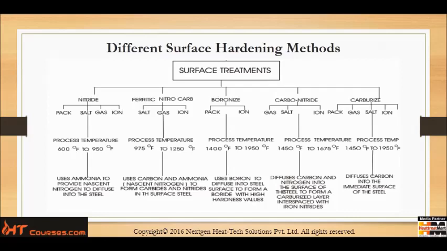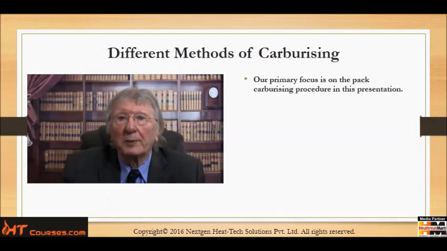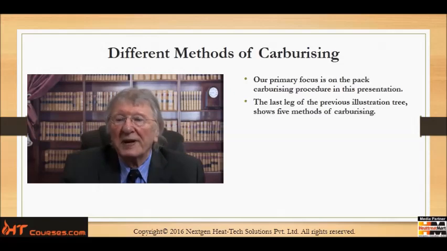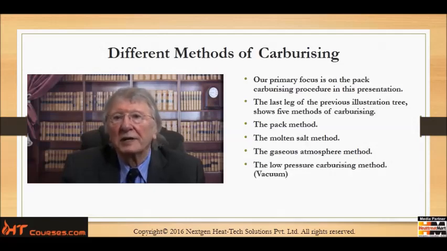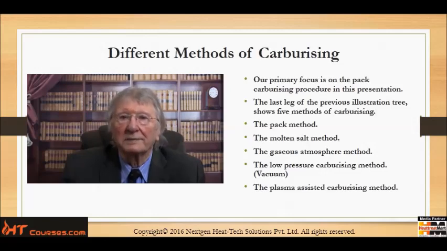It shows you a tree formation of the different methods of carburizing. On this presentation, we're focusing on packed carburizing. Our primary focus is on the packed carburizing procedure in this presentation. The last leg of the previous illustration tree shows 5 methods of carburizing: the packed method, the molten salt method, the gaseous atmosphere method, the low pressure vacuum carburizing, and the plasma assisted carburizing method.